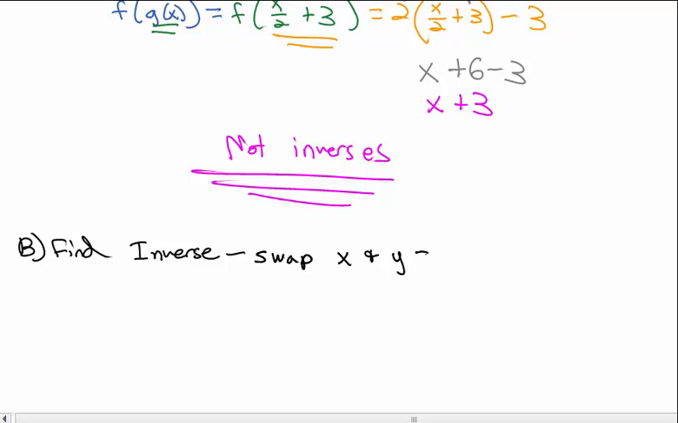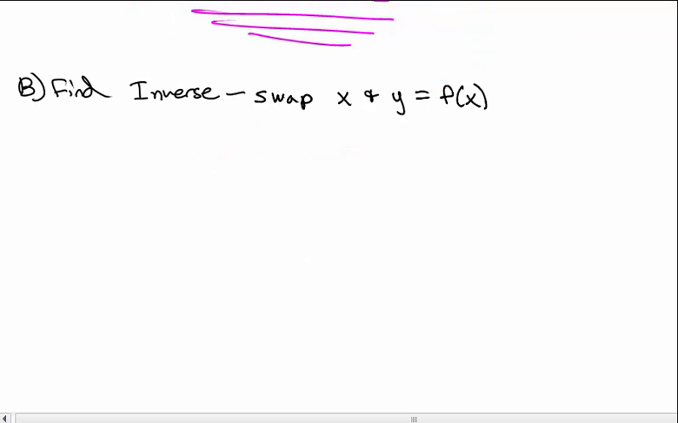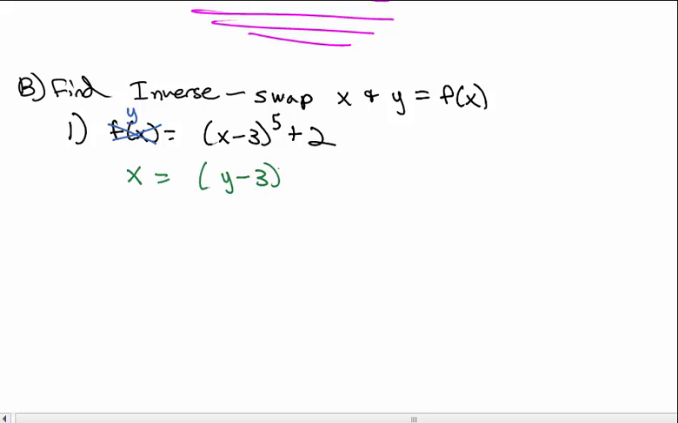And y, remember, is what's really being represented with the f of x, the function notation. So if we've got an equation such as f of x equals x minus 3 to the 5th plus 2, we'll think about that f of x as a y, and then we will swap the x's and y's. So instead of y equals, it's now x equals. And instead of x minus 3, it's now y minus 3 to the 5th plus 2.